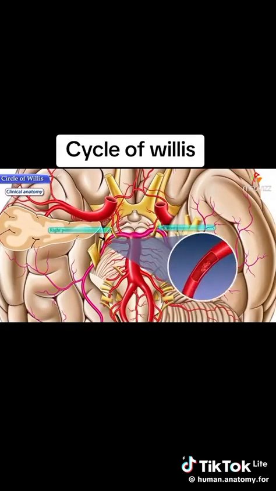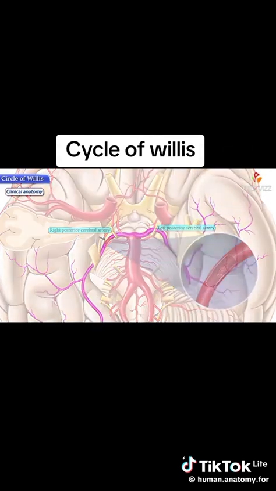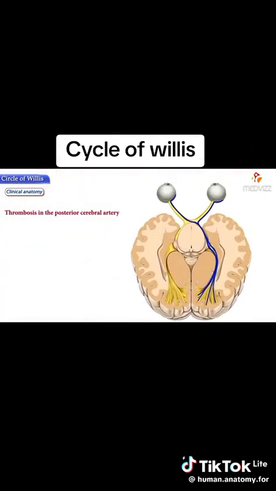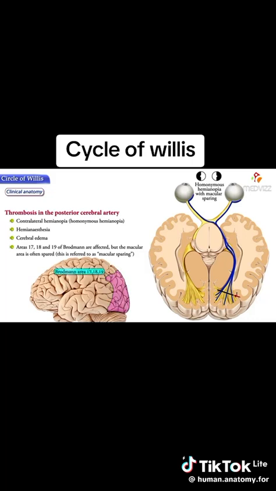Thrombosis in the posterior cerebral artery. This condition leads mainly to visual effects causing contralateral hemianopia, also known as homonymous hemianopia, hemianesthesia, and cerebral edema. Areas 17, 18, and 19 of Brodmann are affected, but the macular area is often spared. This is referred to as macular sparing.